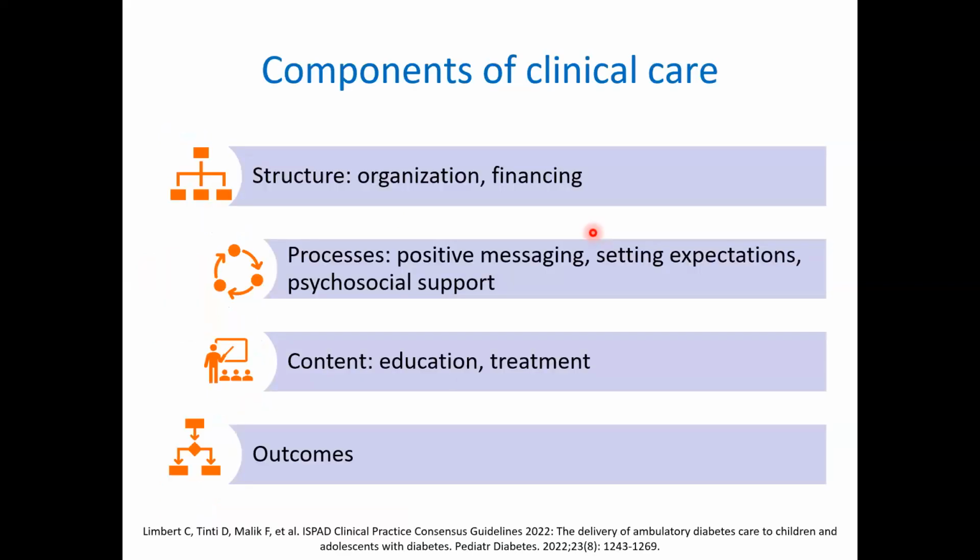So in terms of components of care, there are four main components that we are looking at in terms of the services that we are offering to these children. The first thing we need to look at is the structure. This is in terms of organization of the services and finances. And finances impact on various aspects of service delivery, including availability of supplies such as drugs, availability of staff who are qualified, and various other aspects.